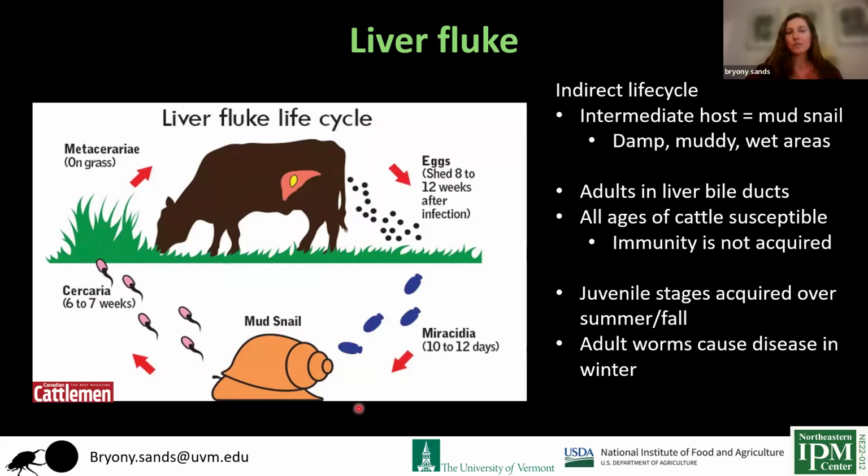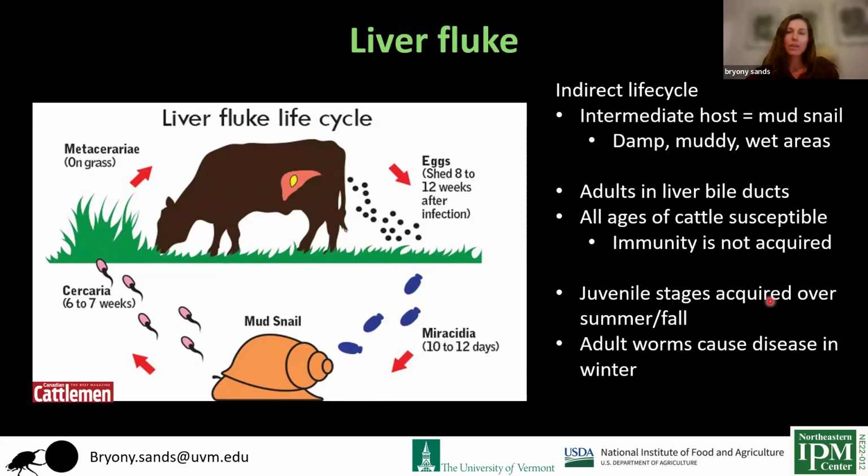So snails obviously need moisture, and that means that for this particular parasite, there's a much higher risk in wet pastures, damp areas, places where there's standing water. That is a major risk factor for liver fluke. The adults live in the liver bile ducts, and all ages of cattle can be susceptible to this. So immunity is not really acquired in the same way as those other worms I mentioned.